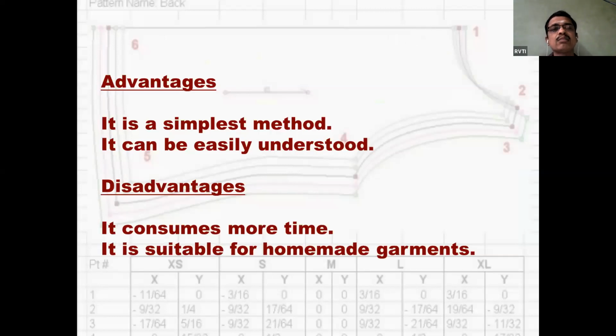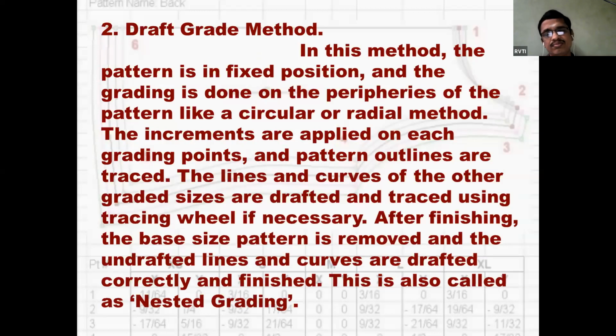They defined another method known as the draft grade method. It is also called the radial draft method or nested grading. Here, the pattern is in a fixed position. The grading is done on the peripheries of the pattern, like a circular or radial method. The increments are applied at each grading point. The pattern outline is traced. The lines and curves of the other graded sizes are drafted, using a tracing wheel if necessary. After finishing, the base size pattern is removed and the untraced lines and curves are drafted correctly and finished. This is also called nested grading.